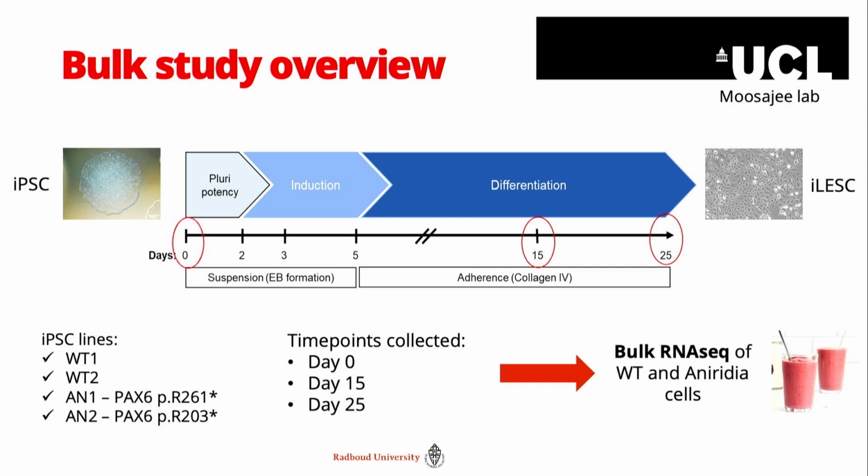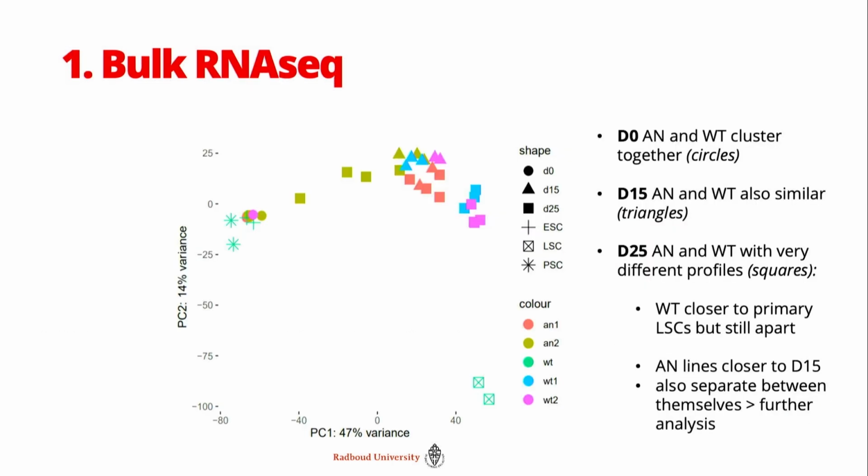And we differentiated the iPSCs into limbal epithelial stem cells. I just call them ILSC because they come from the iPS, so we call them ILSC. This process takes about 25 days, so we picked samples at day 0, where there's still iPS, at day 15, so more or less in the middle, and then at the end point. And we did the bulk RNA-seq, so think of smoothie in these next slides.